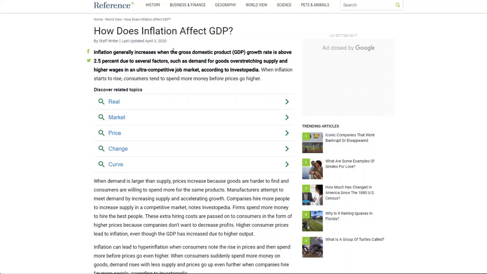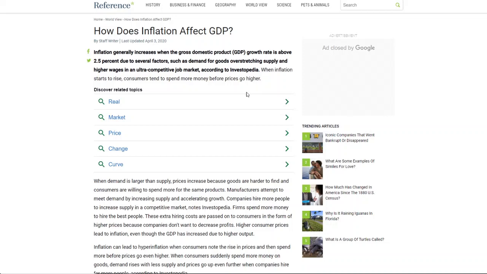Inflation generally increases when gross domestic product (GDP) growth rate is above 2.5% due to several factors such as demand for goods, overstretching supply, and higher wages in an ultra-competitive job market, according to Investopedia.